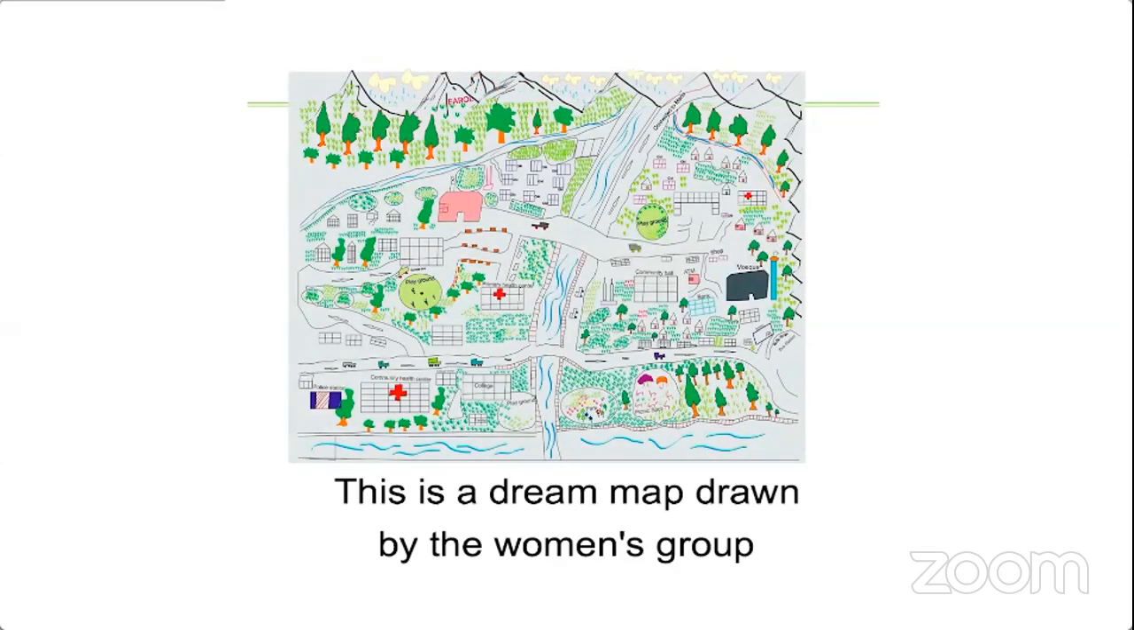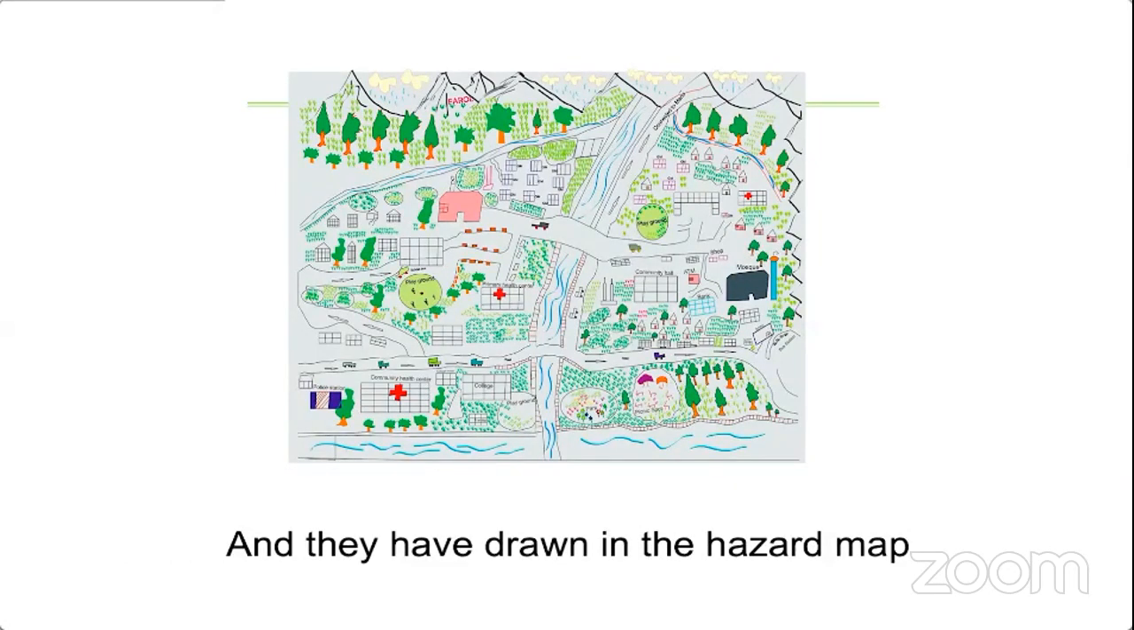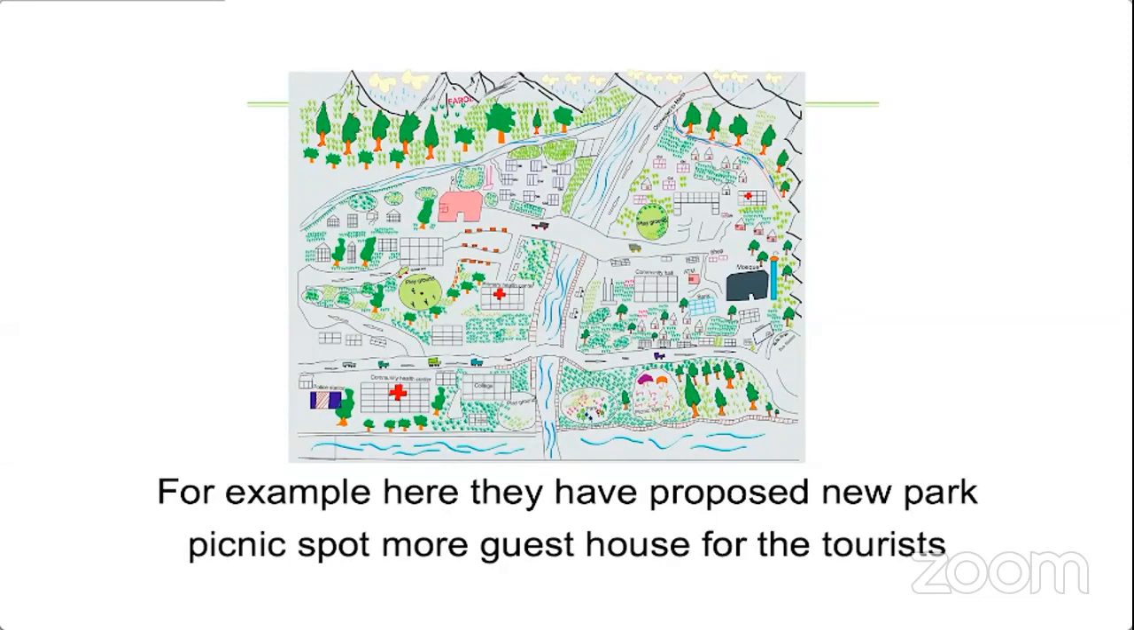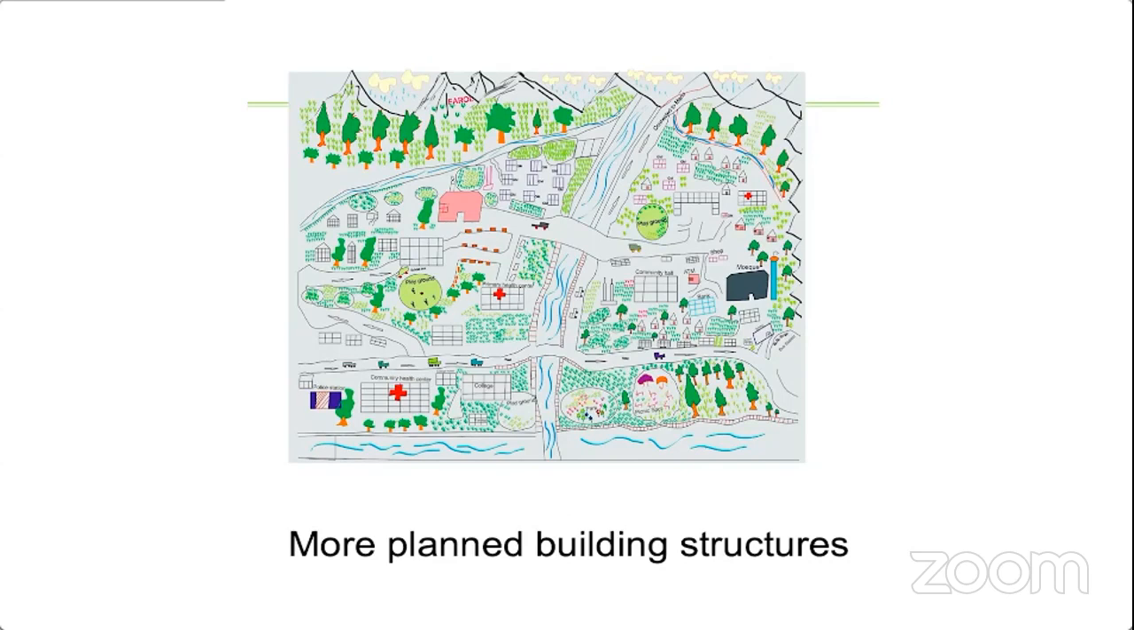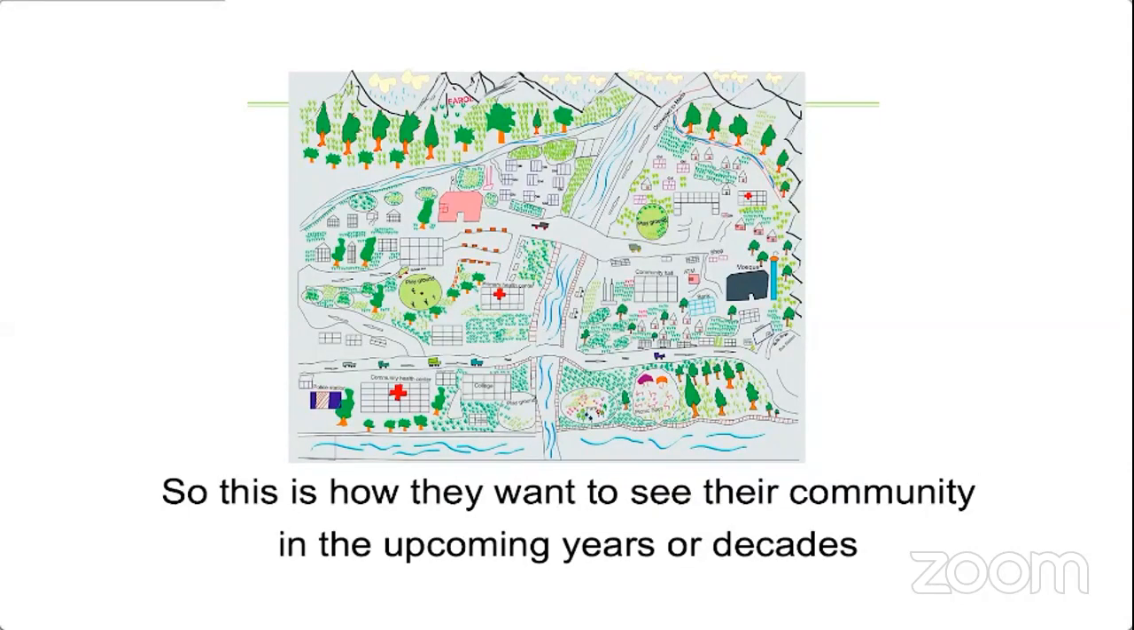This is a dream map drawn by the women's group. Here, they propose some new interventions to overcome the different problems and limitations that they are currently facing, which they have drawn in the hazard map. For example, they have proposed a new park, a picnic spot, more guest houses for tourists, more planned building structures, another army camp, a bus station, and connecting roads to Manu and other nearby cities. So this is how they want to see their community in the upcoming years or decades.